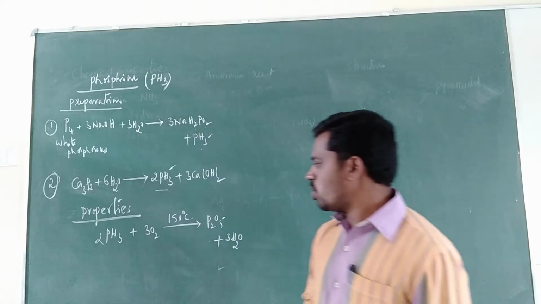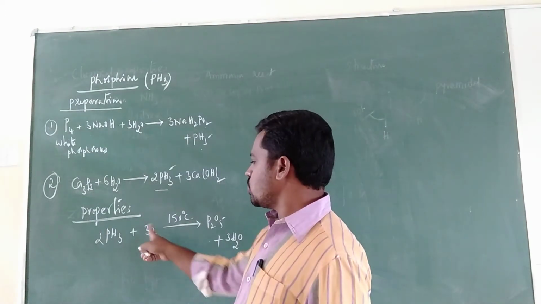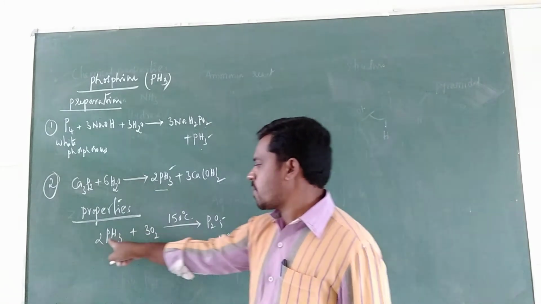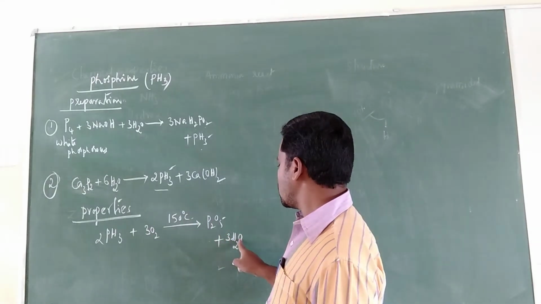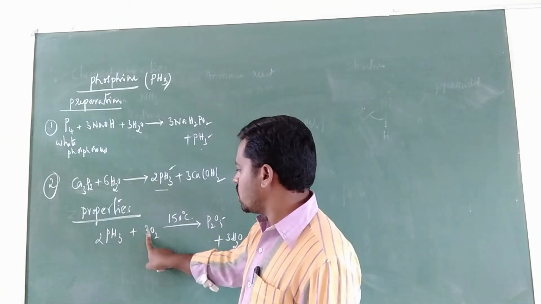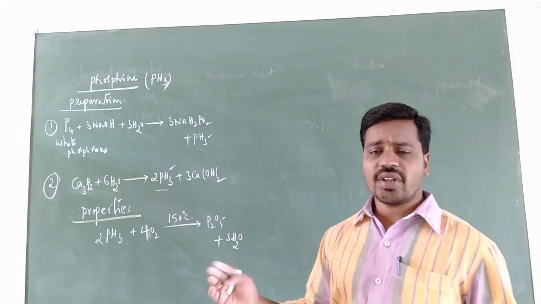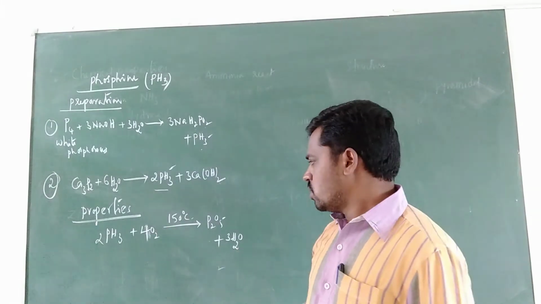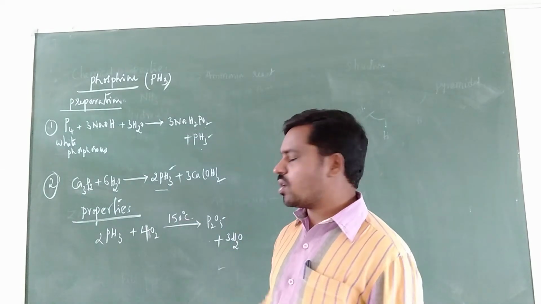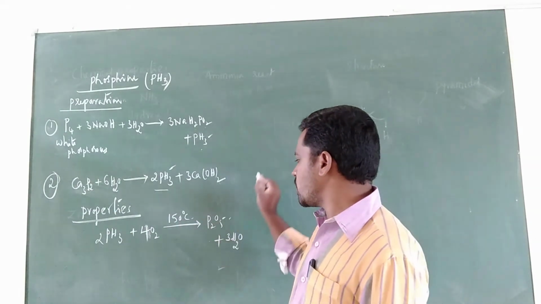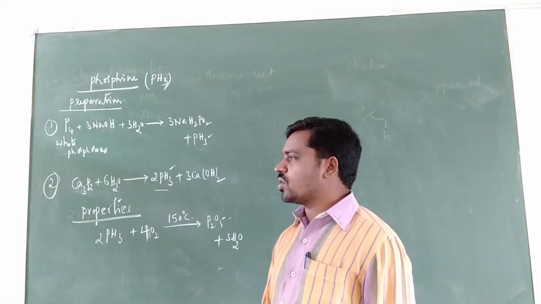3H2O. So how many oxygens are there? In order to balance, we should change this. Here 2 phosphorus, 6 hydrogens. Here 3 and 5, 8 are there. That's why we should write 4O2 like that. After writing, we can balance that. So phosphine reacts with or burns in air at the temperature of 150 degrees centigrade. It forms P2O5 and also it releases water molecules.